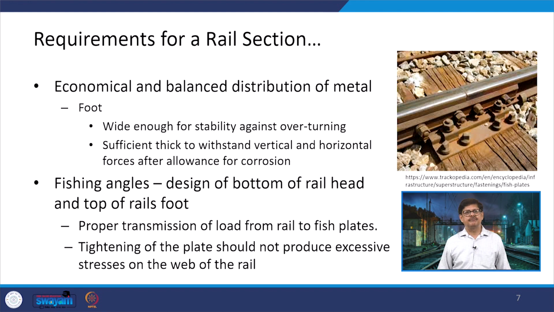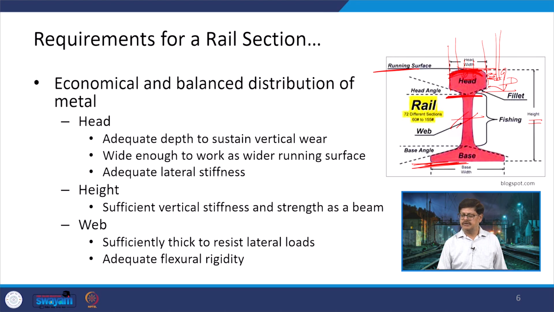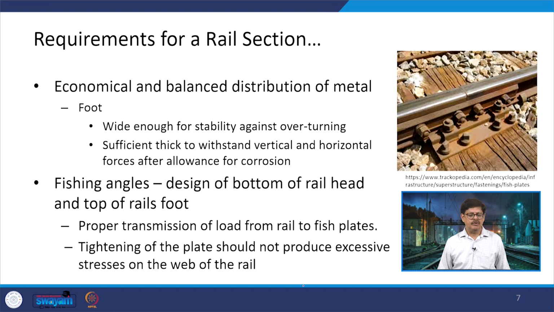When you talk about a foot, it has to be wide enough for stability against overturning. I already talked about it, that if the forces are coming here, it is trying to move the rail in this form, and therefore, more stresses are going to be on this side. Similarly, the other condition may appear depending on which is the running gauge face or the outer gauge face. Another thing is that it should be sufficiently thick to withstand the vertical and horizontal forces after allowance for corrosion. So, this is also an important aspect.